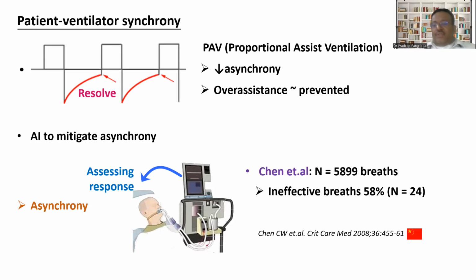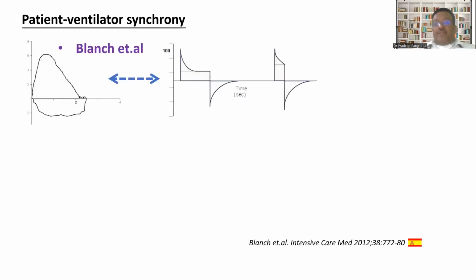So there are some studies. This is one study from China where they assessed 5,899 breaths in ventilated patients, and they found 58% of the breaths delivered by the ventilator were dysynchronous or ineffective, and AI was able to rectify this with sensitivity and specificity of 98%.